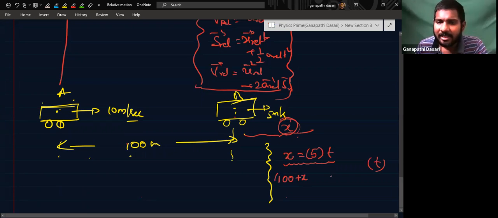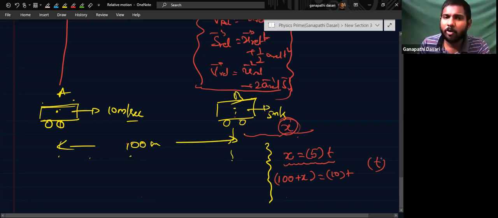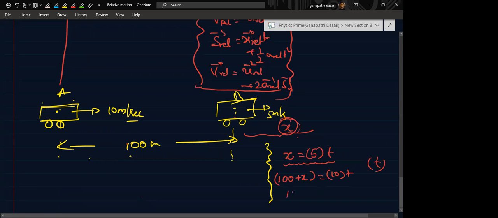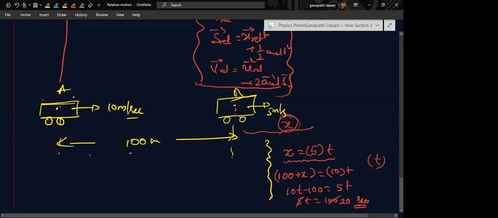Now, in the same time, how much should you travel? 100 plus x, that is equal to 10 into t, because you are going with velocity 10 meters per second. This A is going. So then x is equal to 10t minus 100, from the second equation. Equate both of them. 10t minus 100 is equal to 5t. That means 5t is equal to 100. That means t is equal to 20 seconds. That's the answer.